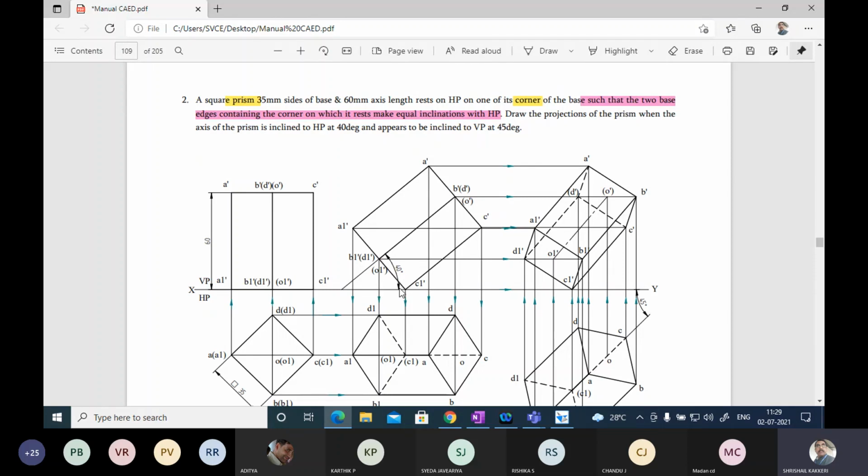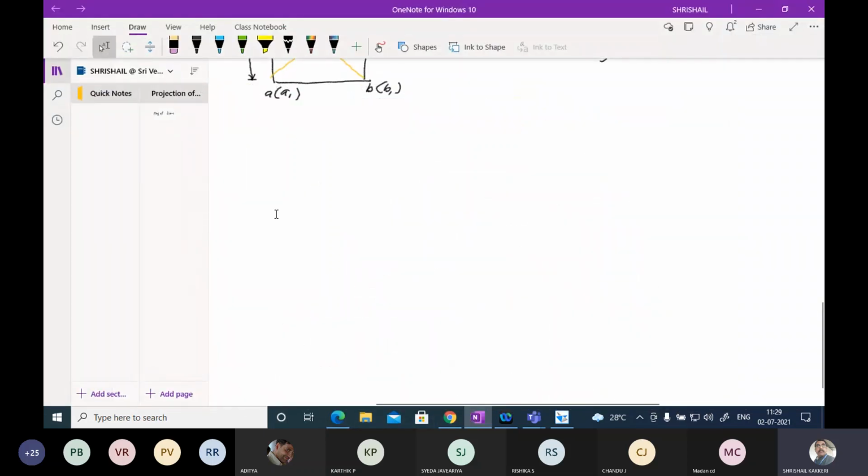Its inclination I can find on the vertical plane and it appears to be inclined to VP at 45 degree. Appears to be, in the previous classes I told, appears to be the top view. We need not think about the locus, directly you can start the problem. Now they have given us a square prism of 35 mm sides and axis 60 mm, resting on one of its corners. So as soon as I read the problem, I'll make a simple sketch in the beginning.